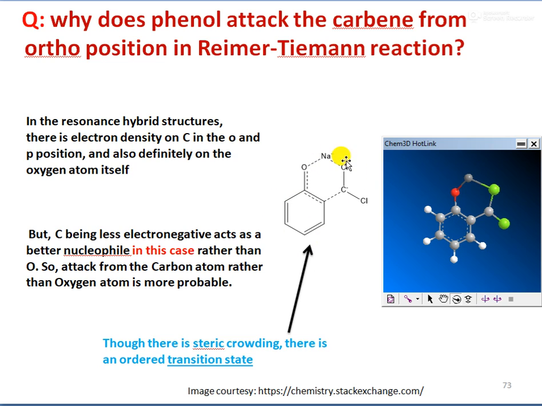This is because of 2 reasons. First is the extra stabilization caused by this cyclic transition state structure. Another reason is the electronegativity difference between this oxygen atom and this carbon atom in the ring. Oxygen is more electronegative, therefore it will not easily give off its electrons to the electron deficient dichlorocarbene. Therefore the ortho position of the benzene ring has more tendency to give its electrons to the dichlorocarbene. That is why the dichlorocarbene is attacking at the ortho position.